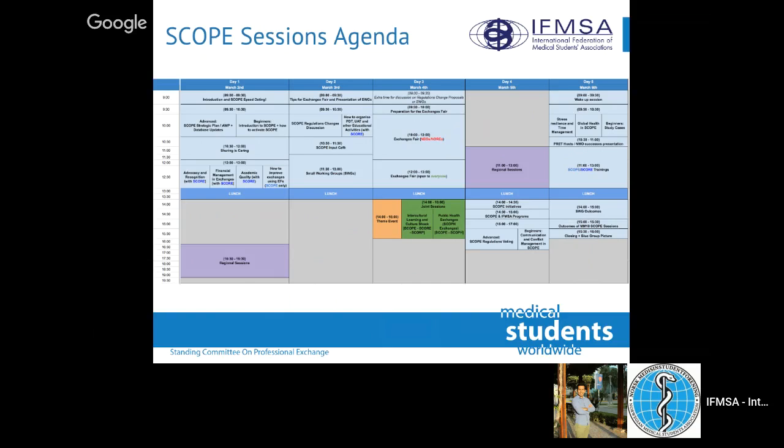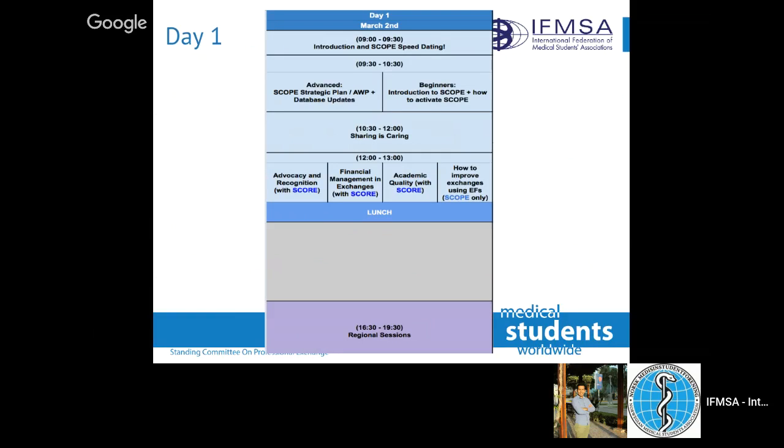But I don't want to talk a lot about the general agenda. I want to analyze the sessions thoroughly. So we will start from day 1. I will start analyzing the sessions one by one. We will start on day 1 with an introduction, of course, and the SCOPE speed dating as team building. So be ready for an amazing experience. You will get to know so many people in a very short amount of time. But we are sure it's going to be great.